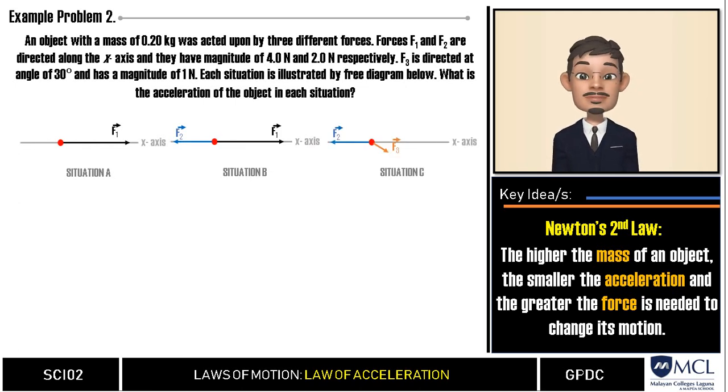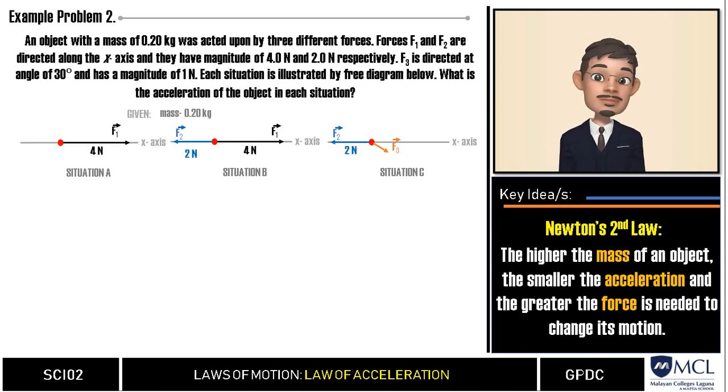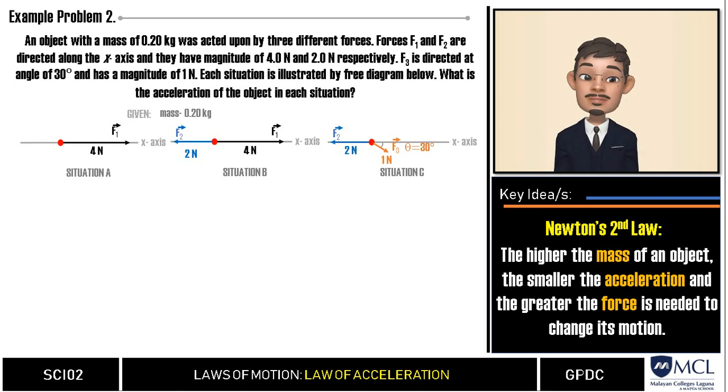Let us analyze the problem. A single object with a mass of 0.2 kg was acted upon by three different forces with values 4 newtons, 2 newtons, and 1 newton. Two of these forces, F sub 1 and F sub 2, lie on the x-axis, while the third force is directed at an angle of 30 degrees. We have three free body diagrams below the problem where the dot represents our object and the arrow is the force.